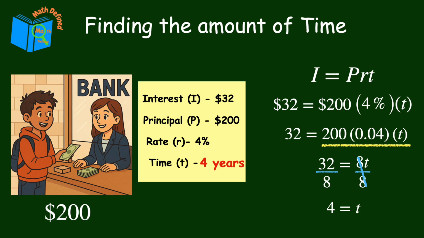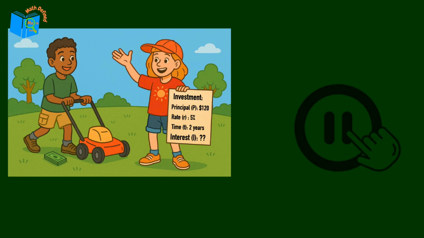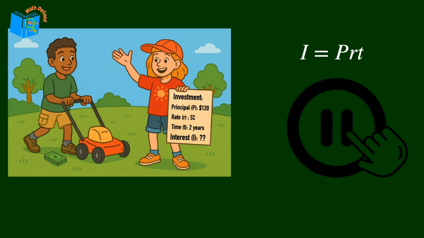I think you're ready to try one on your own. Let's say you invest $120 into a lawn care business with a friend. Your friend agrees to pay you simple interest at a rate of 5% per year for using your money. After 2 years, how much money in interest should you receive? Pause the video now and use the simple interest formula to find out.